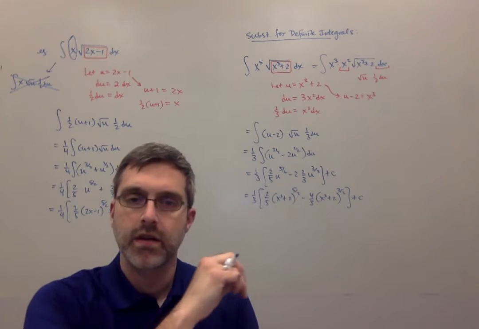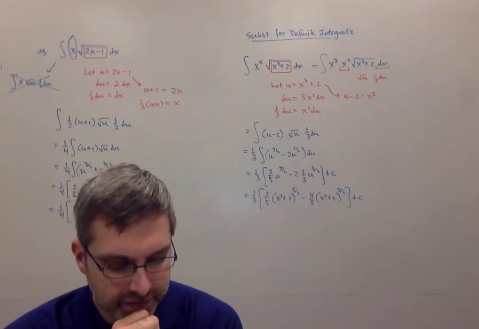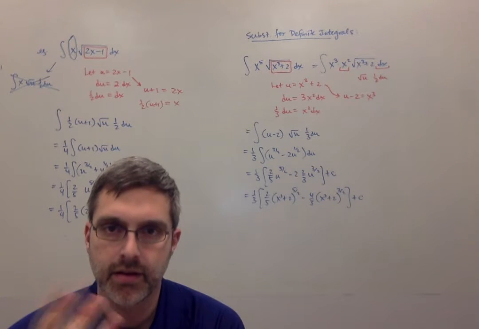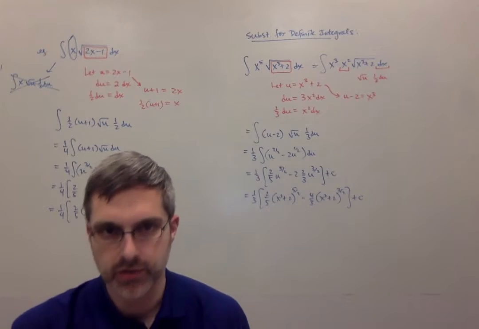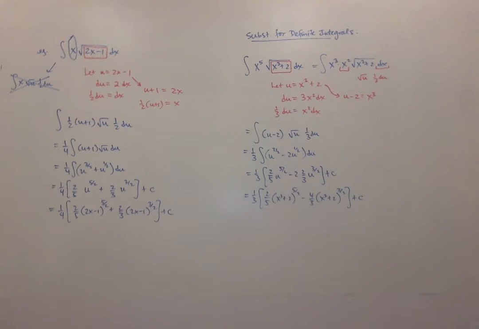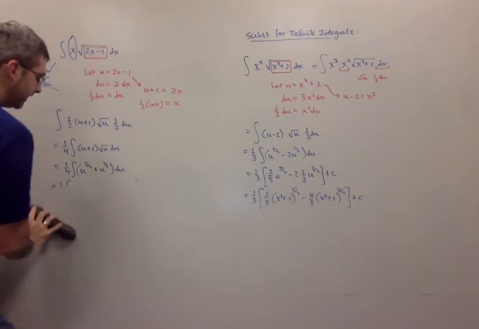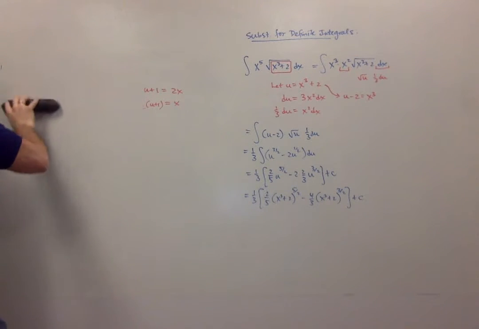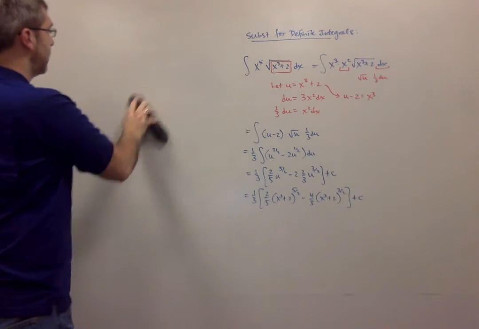Okay. So that's another thing that can happen. You may have to solve for something in one of your integrals. Okay. Let's take a look at a couple of examples that are a little bit more tricky because the composition is hidden.